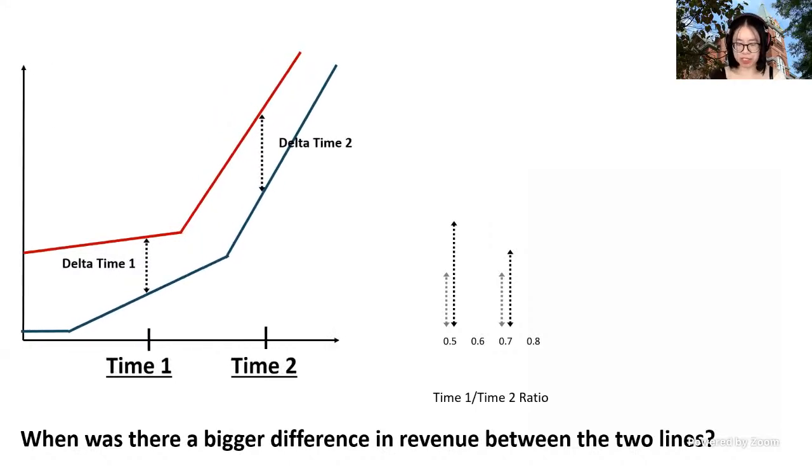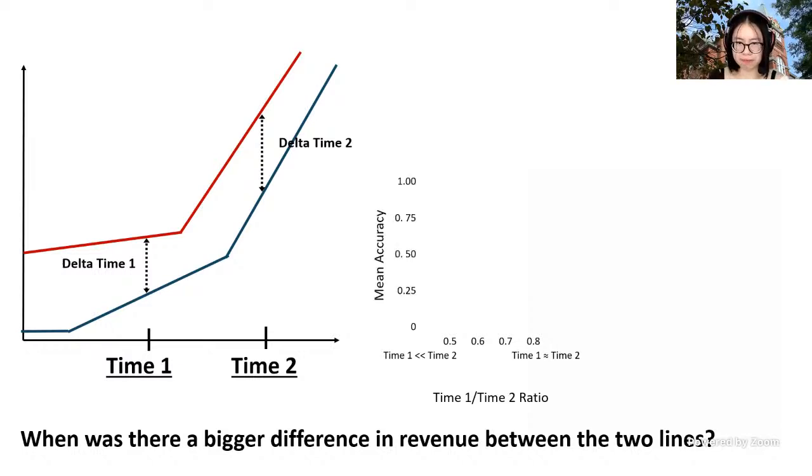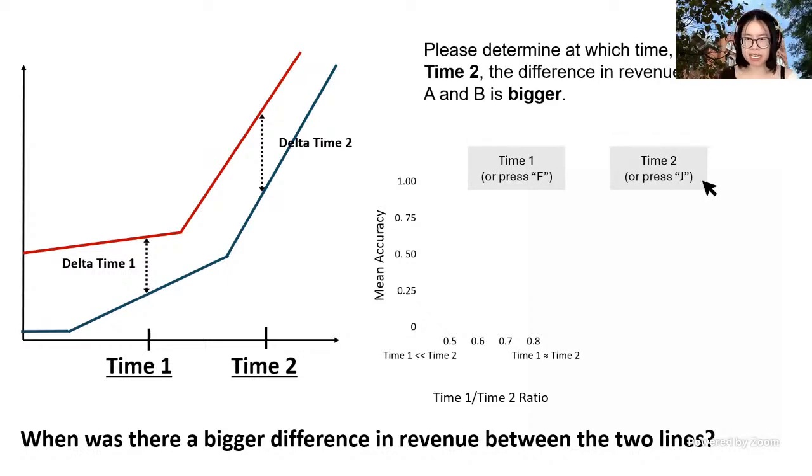So to show you some results, like I said, I'm going to plot the time 1, time 2 ratio on the x-axis. On the left, it means that the time 1 delta is much smaller than the time 2 delta. On the right, it means that time 1 delta is more similar to time 2 delta. And I'm going to plot their mean accuracy on the y-axis. And the mean accuracy here refers to people's performance on this difference comparison task. So in this case, if they said time 2 for when there was a bigger difference in revenue between the two lines, they will be correct.